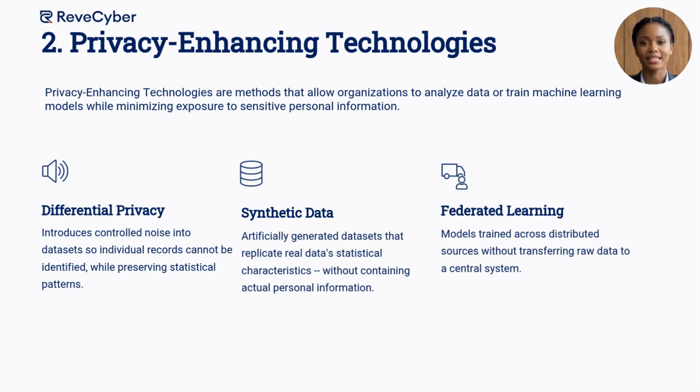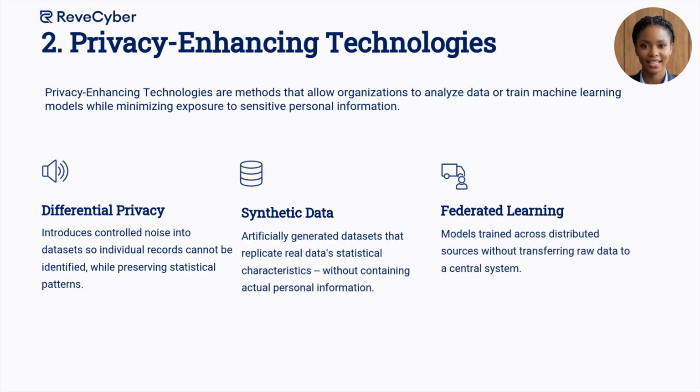There are also techniques like federated learning, where machine learning models are trained across multiple devices or servers without moving the raw data to a central location. Instead of sending the data to the model, the model is sent to the data, and only the learned patterns are shared back. These technologies are becoming increasingly important as organizations try to innovate with AI while still meeting strict privacy requirements. For people entering the AI governance field, understanding PETs is valuable because they show how technical solutions can support responsible and compliant AI development.